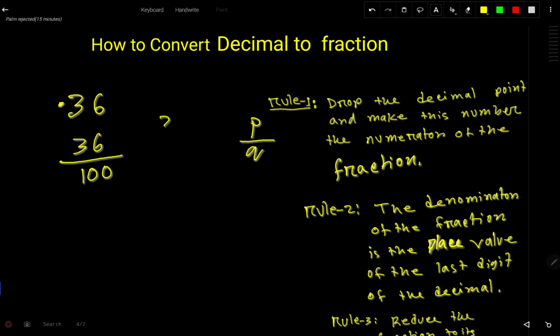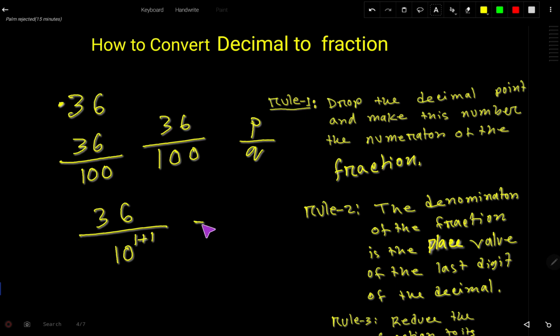Here is another way. Write the numerator, and for the denominator, for the decimal point consider 1, and for these digits write 0, for 3 write 0, for 6 write 0. Or here is another way. Write 36 and directly write 10, and for 3 we have to write power 1, and for 6 we have to add one more 1. So we are getting here 36 divided by 10 to the power 2, that is 36 divided by 100.